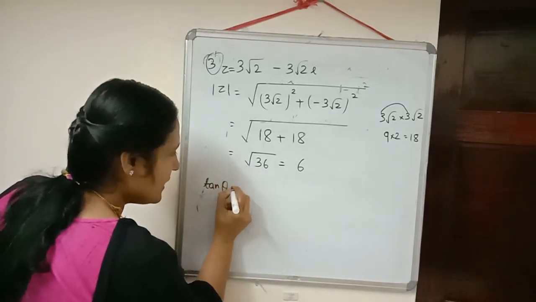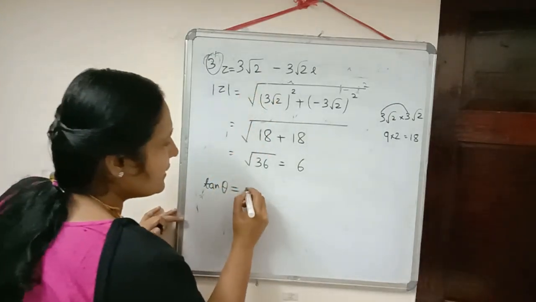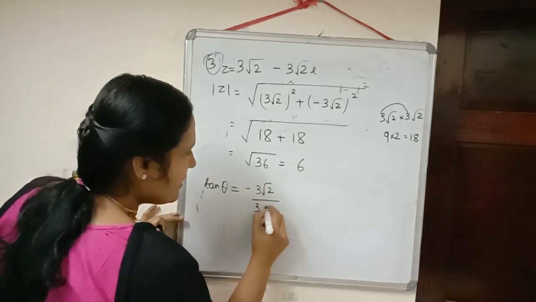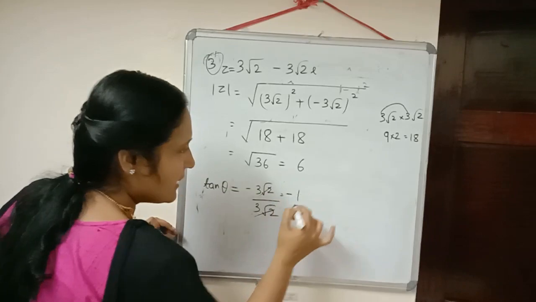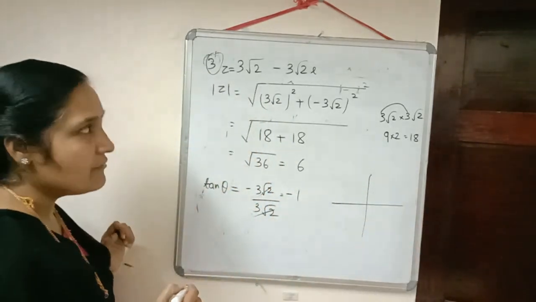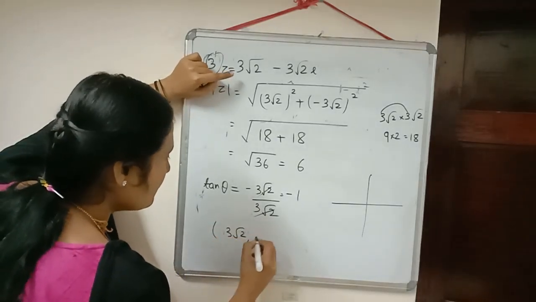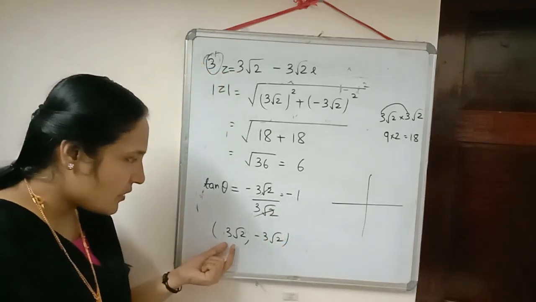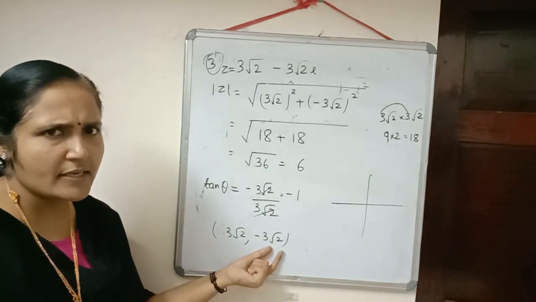Just write down tan θ is equal to y by x. What is our y here? Minus 3√2 by 3√2. If we cancel it, we will get the value equal to minus 1. Now check the point is in which quadrant. The x coordinate is 3√2 and the y coordinate is minus 3√2. X coordinate is positive and y coordinate is negative. In which quadrant is it coming?